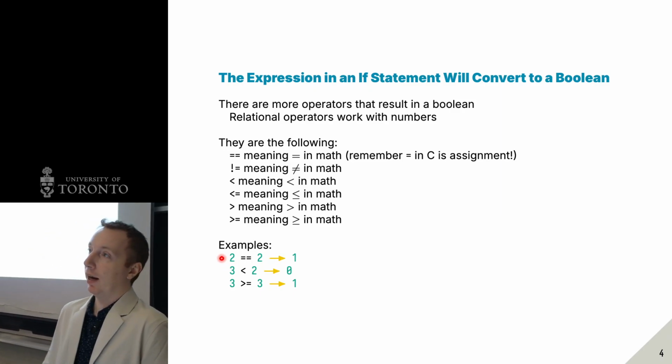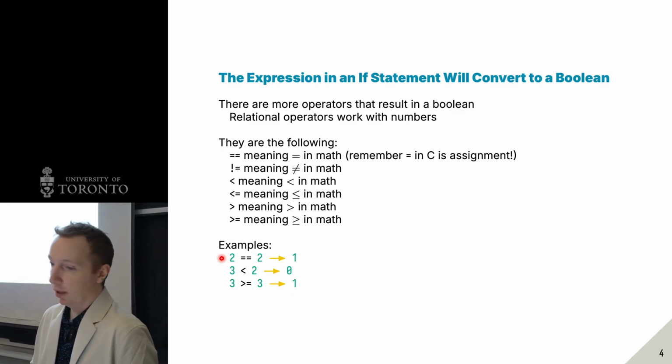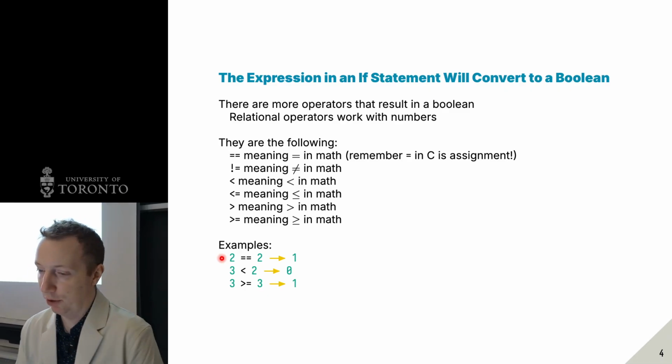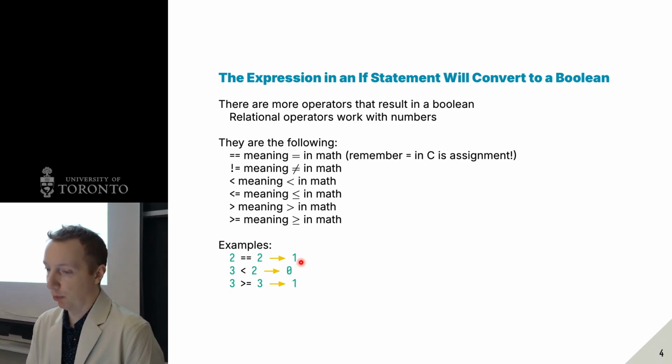So if I ask C, is 2 equal to 2? That would be 2 == 2, and in this case that would be true. 2 indeed is equal to 2. So C is going to give me back a 1, signifying true.